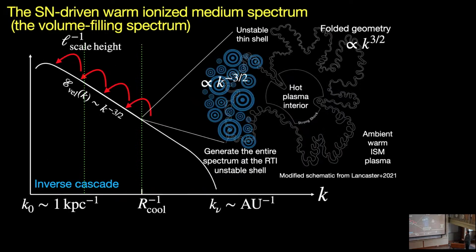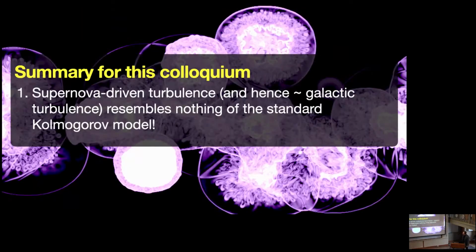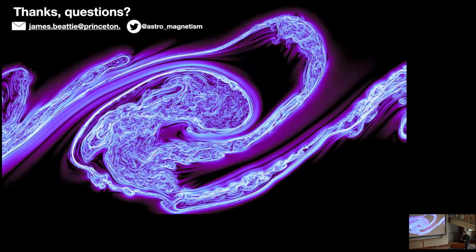So this is my last picture. This is what I want you to take away from this colloquium: that the supernova essentially has this beautiful corrugated layer that drives vorticity associated with every single corrugation that's set by the instabilities happening in the layer itself. And then that imprints itself everywhere on the small scales, and through this inverse cascade to larger scales, you then imprint it on the entire galaxy. I think this is really cool. So let's summarize. Supernova-driven turbulence, and hence galactic turbulence, resembles nothing of the standard Kolmogorov model. Thank you very much.